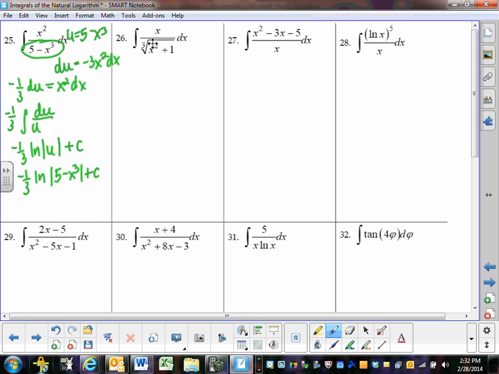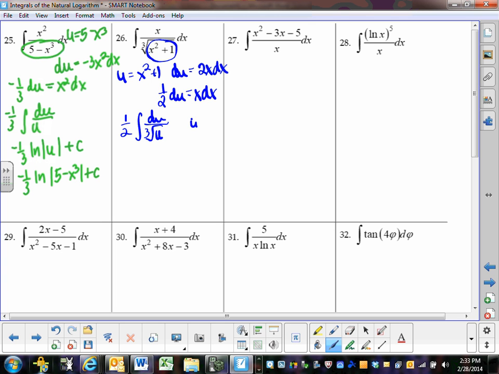So this whole part has to be my u because it has the higher power. So my du is going to be 2x dx. So 1/2 du equals x dx. So we have 1/2 du over u, or 1/2 1 over u times du. That means we have 1/2 natural log absolute value of u plus c, which is 1/2 natural log absolute value of x squared minus 1 plus c.